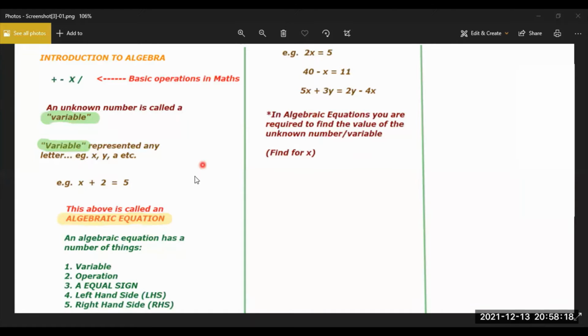And equations can look many different ways. This is just one form. This is another way: 2x is equal to 5. The operation here is multiplication. 14 minus x is equal to 11. This is another equation because you have your operation, your variable, and numbers on both the left and right hand side of the equation, as well as this one: 5x plus 3y is equal to 2y minus 4x. These you would be able to solve using simultaneous equations, but that's a video for later on.